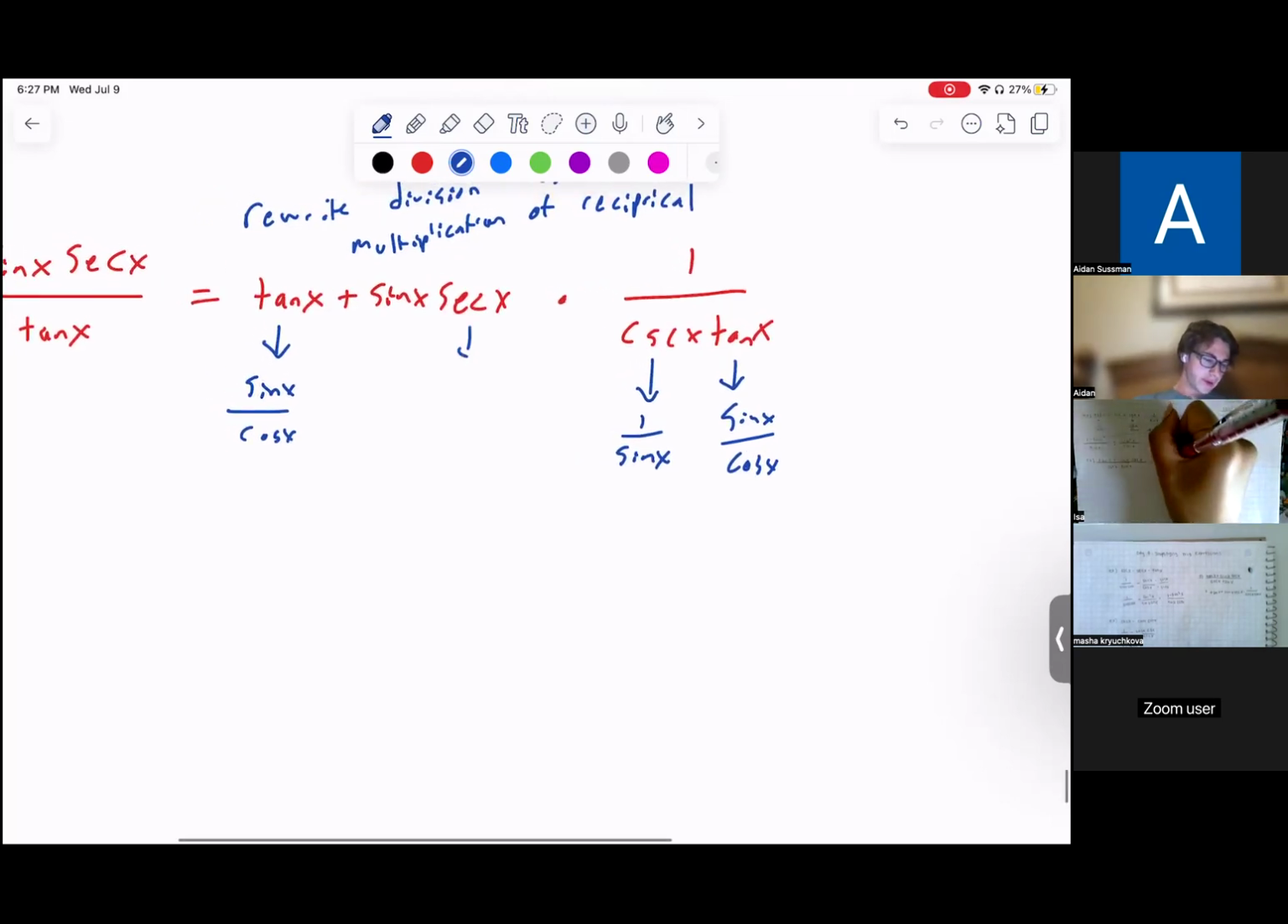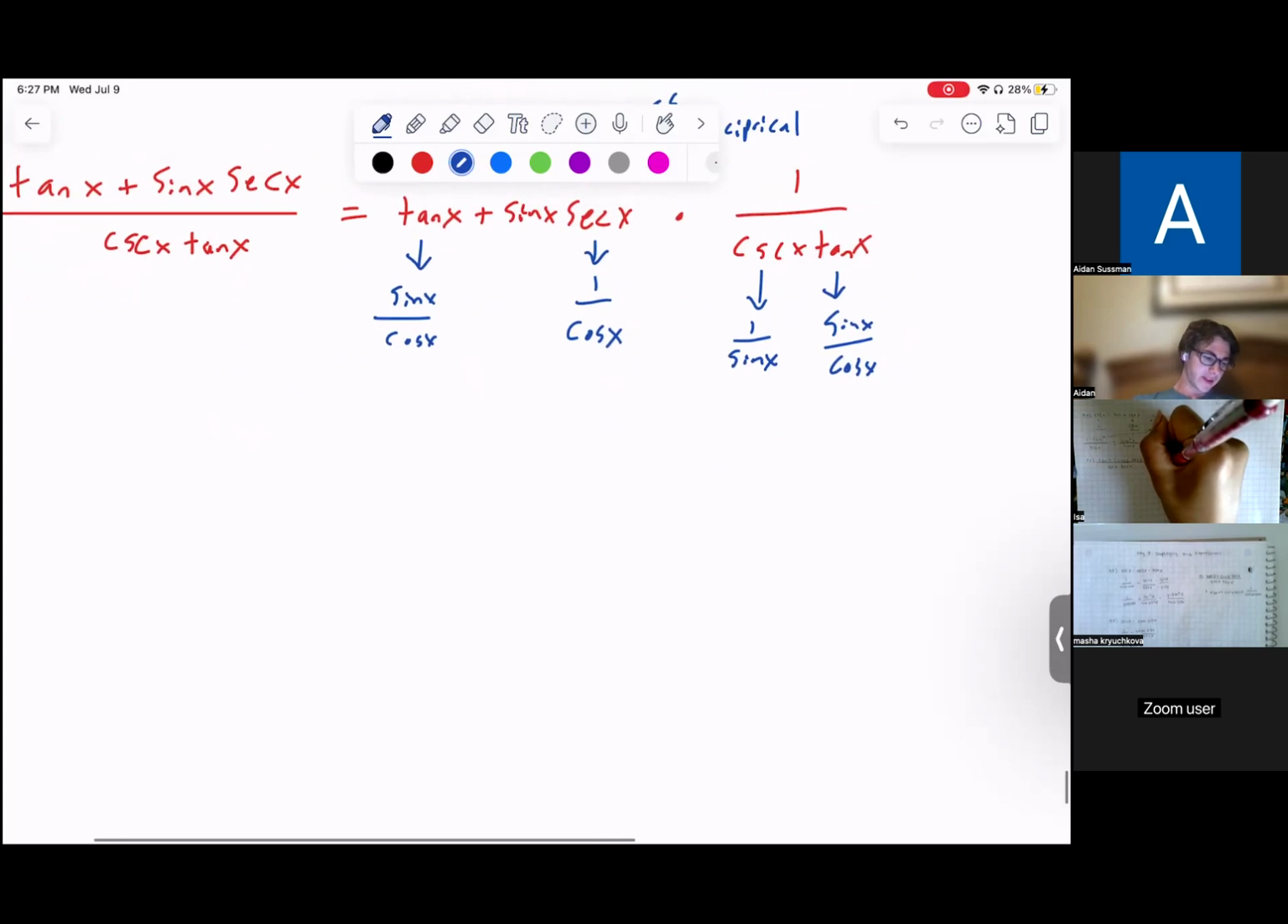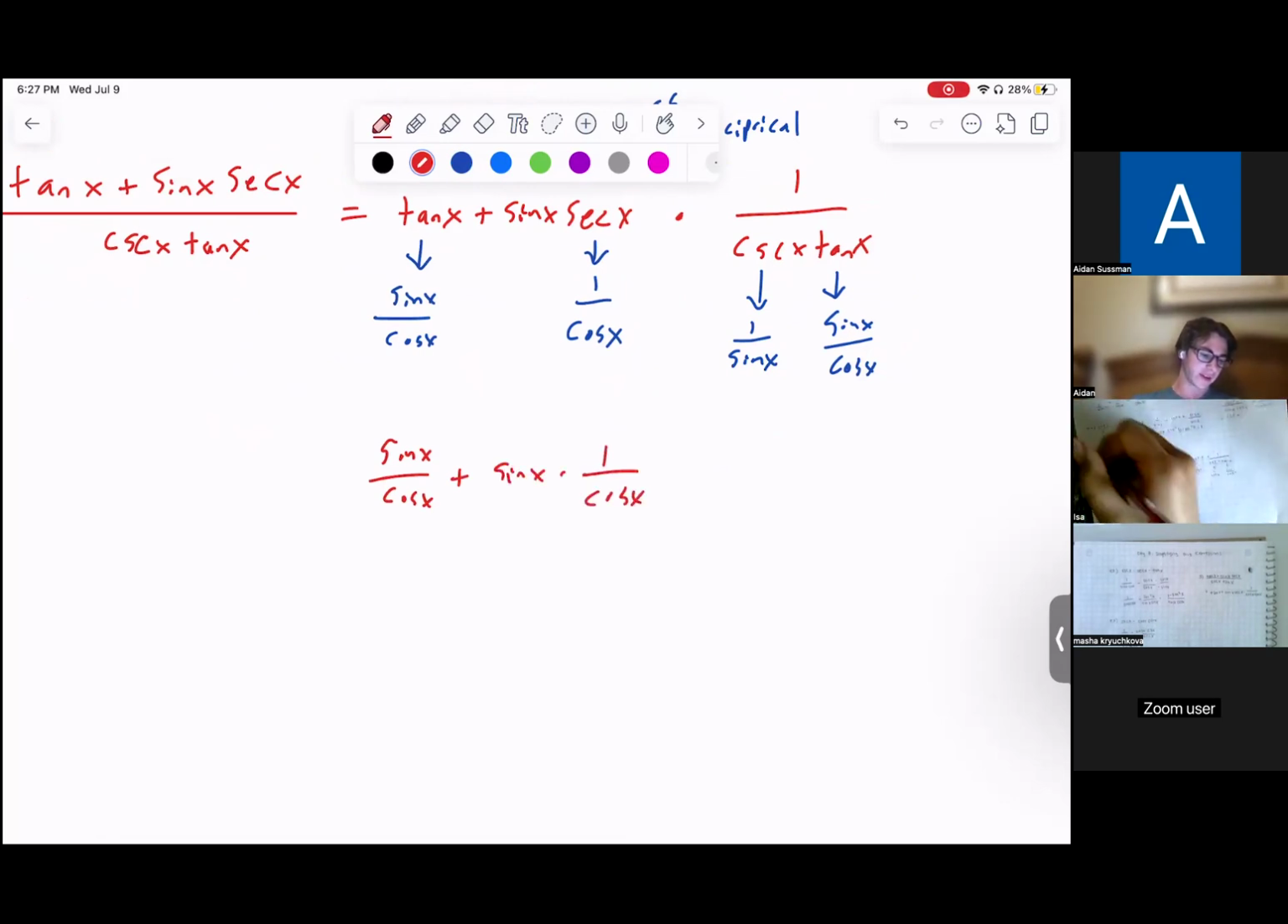Secant. Yep, and what does that become? 1 over cosine. Exactly, 1 over cosine. All right, so let's rewrite stuff. The tangent becomes sine of x over cosine of x. We're going to plus sine of x times 1 over cosine of x times 1 over sine of x times sine of x over cosine of x.